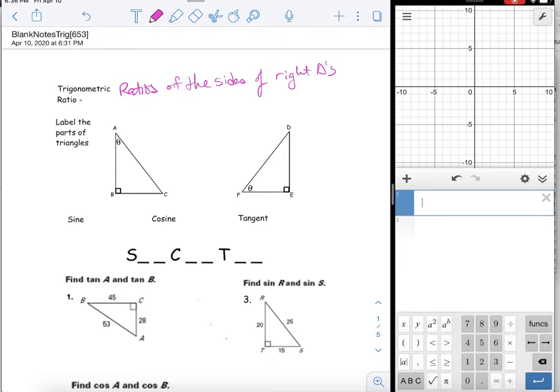Sorry for the clicking. That's the Apple Pen on the iPad, and there's no real way to get around that noise that you're hearing.